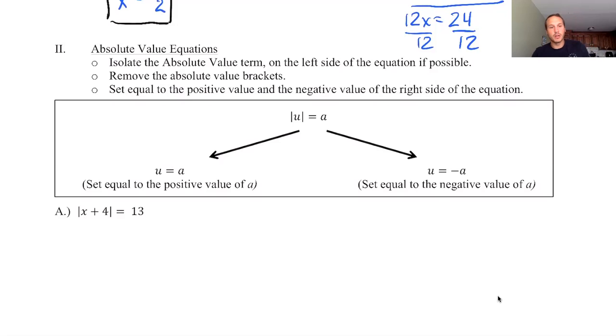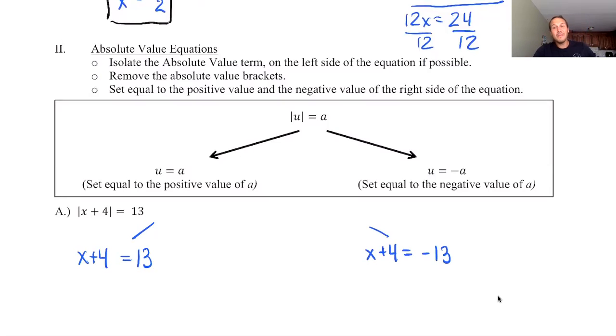But here's what I'm going to do. For question letter A here, is that absolute value of x plus 4 isolated? It is. There's nothing else on that side, so we're going to leave it. I'm going to go straight to branching off here and solving two separate equations. I solve x plus 4 is equal to 13, and I'm also going to solve x plus 4 is equal to negative 13.